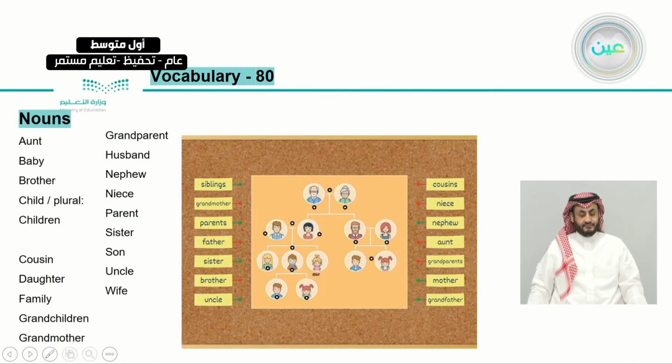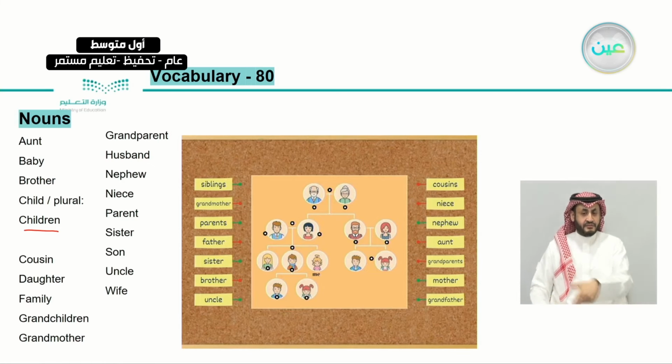Let's go to the next part of our lesson. Vocabulary, open page 80. We have been learning many words of family members such as aunt, baby, brother, child, and the plural noun of it. Children, cousin, daughter, family, grandchildren, grandmother, grandparents, husband, nephew and niece, parent, sister, son, uncle, wife.